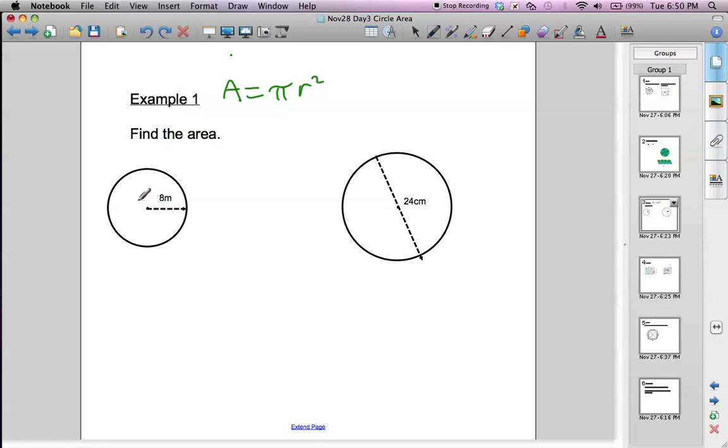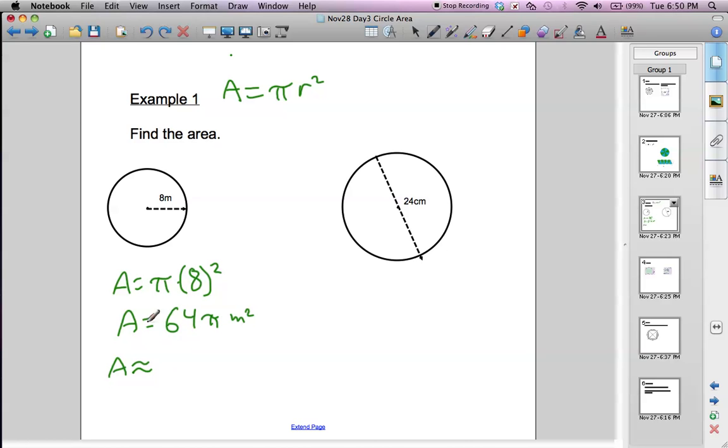So here we have radius equals 8 meters. We're going to use our formula: area equals pi times 8, the radius, squared. 8 squared is 64, so we have 64 pi square meters. That's the exact answer. You might want to use your calculator to work out an approximate decimal answer.